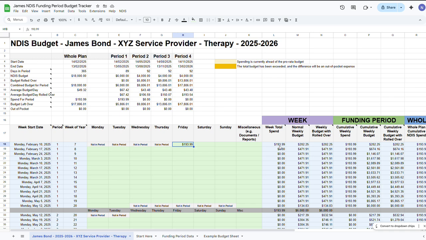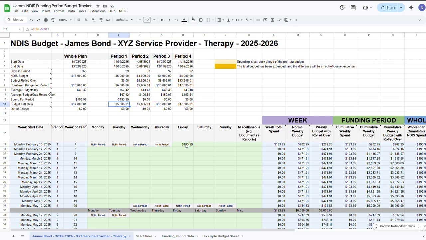So you'll see that it's calculated for this week. I've spent $193.99. And for the period, I've also spent $193.99. And for the whole plan, I've spent $193.99 because I've only had one single day of expense. Now, up in the header, it's told me that for the period, I've spent $193.99, and my budget left over is $5,806.01. So that's how much I've got left for this period.